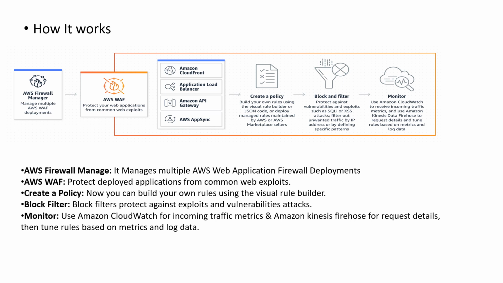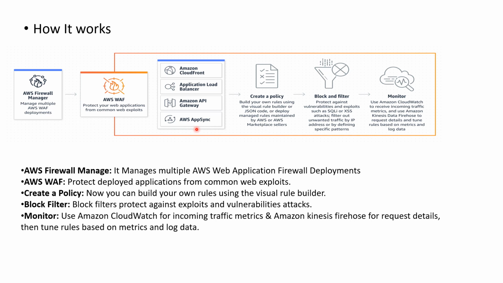So this diagram I took from the AWS site. If you see, we have AWS Firewall Manager, which manages multiple WAF deployments. On the second cursor, if you see, WAF protects web applications from common web exploits. As I specified, it works on top of CloudFront, application load balancer, AppSync, and API Gateway.